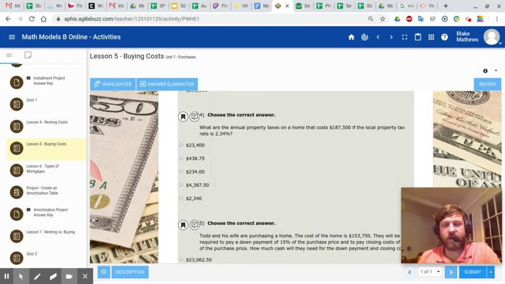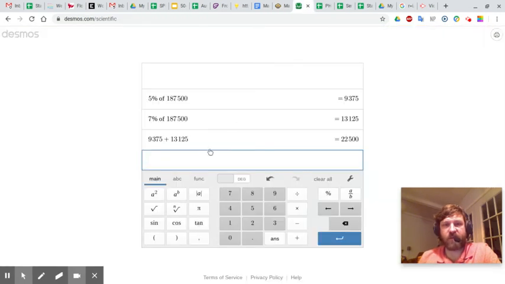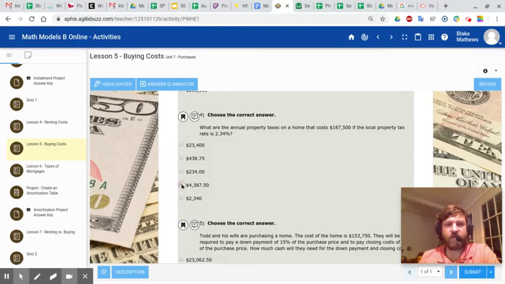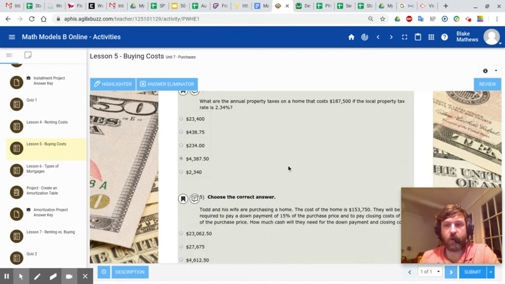Then it talks about property taxes. What are the annual property taxes on a home that costs $187,500 if the local property tax rate is 2.34%? Again, basic percentage problem. 2.34% of 187,500. That is all you have to do. Percent of the amount, 4,387.50. There it is. That's how much you pay in taxes in Austin every year on owning a home.